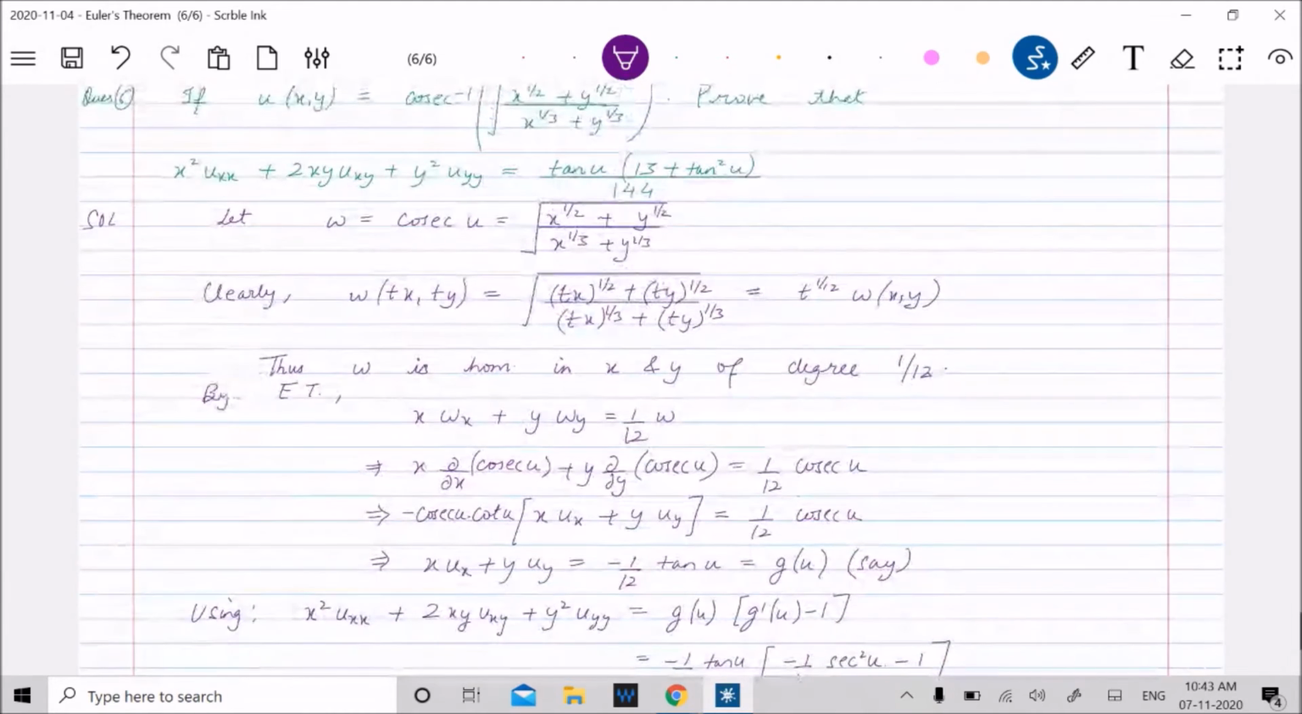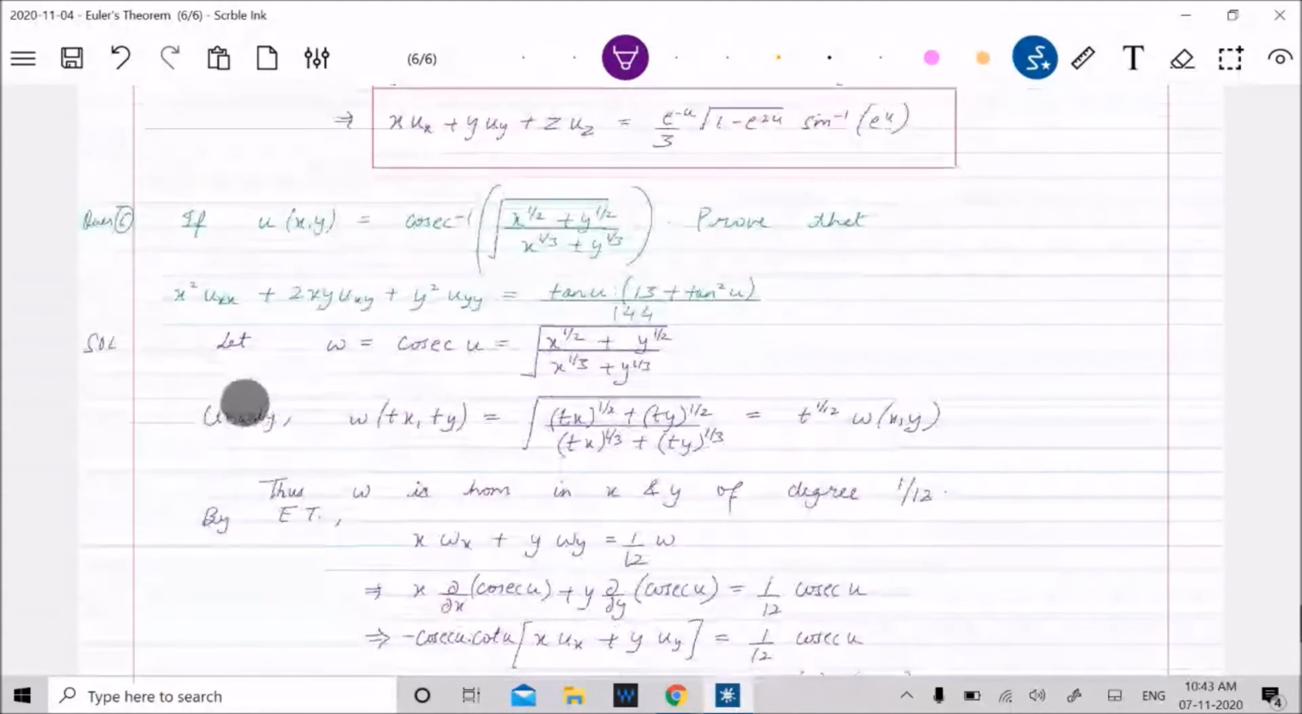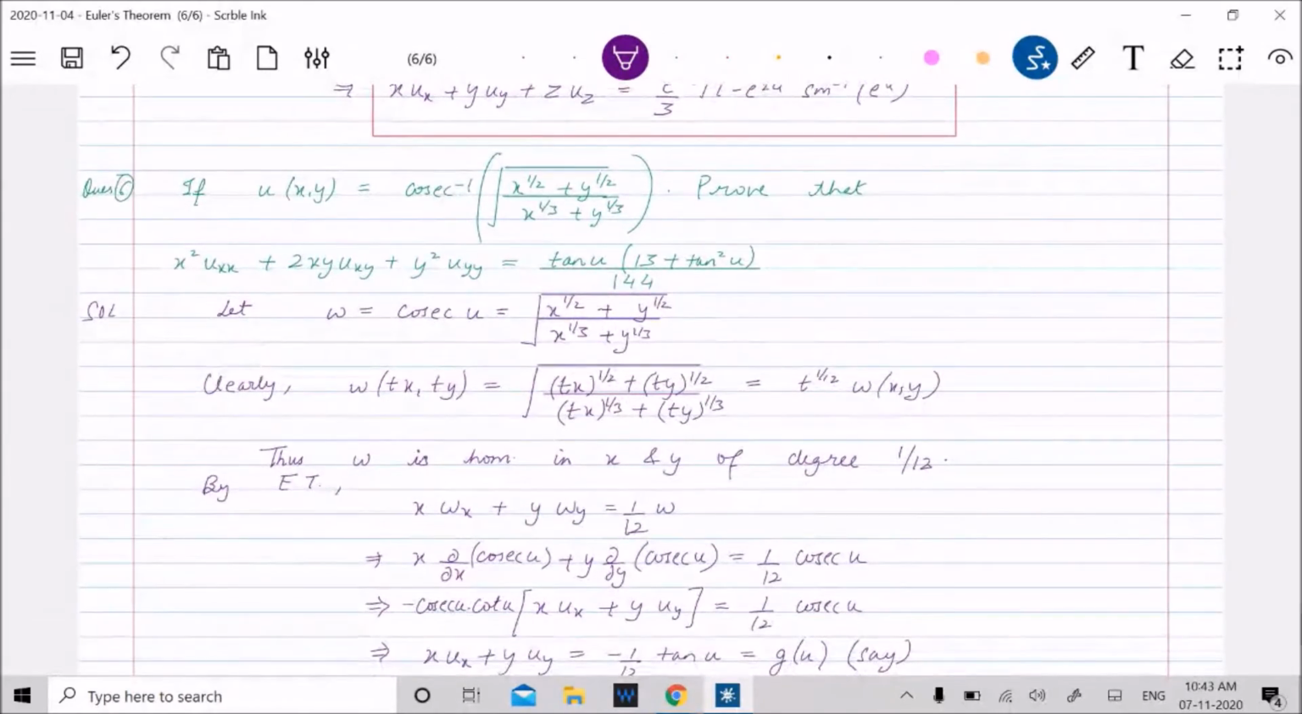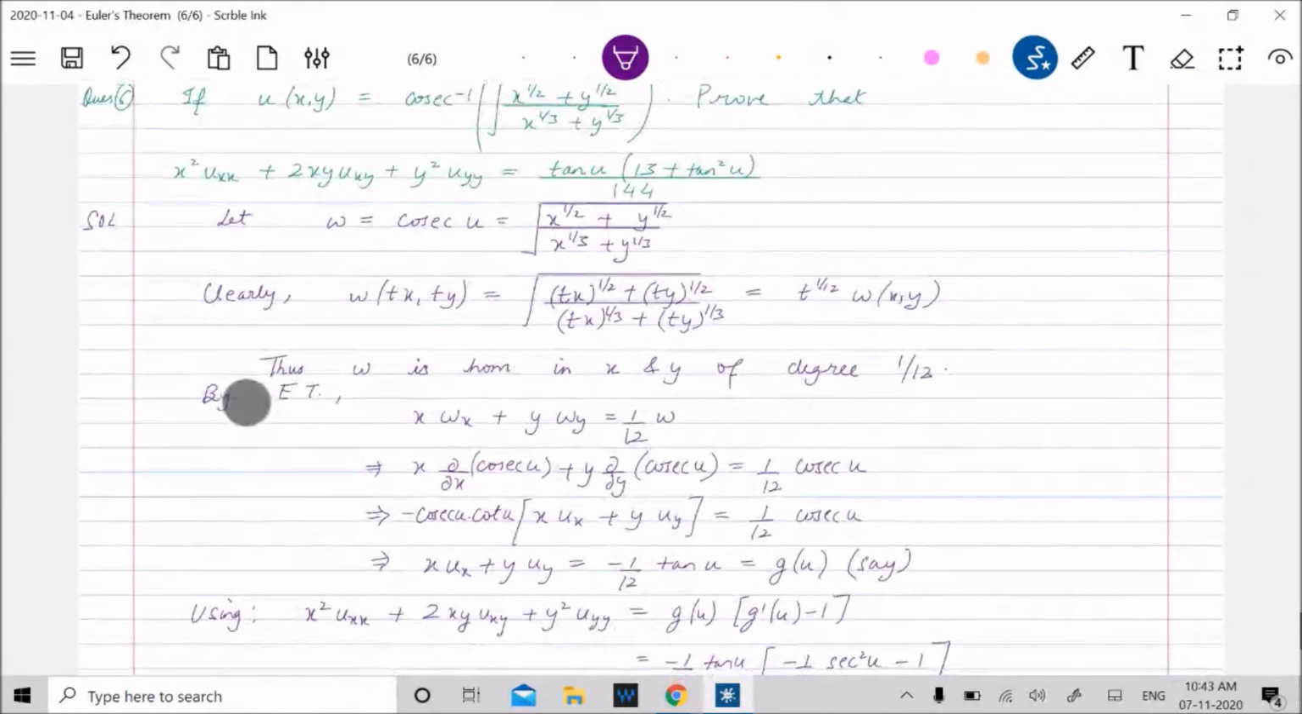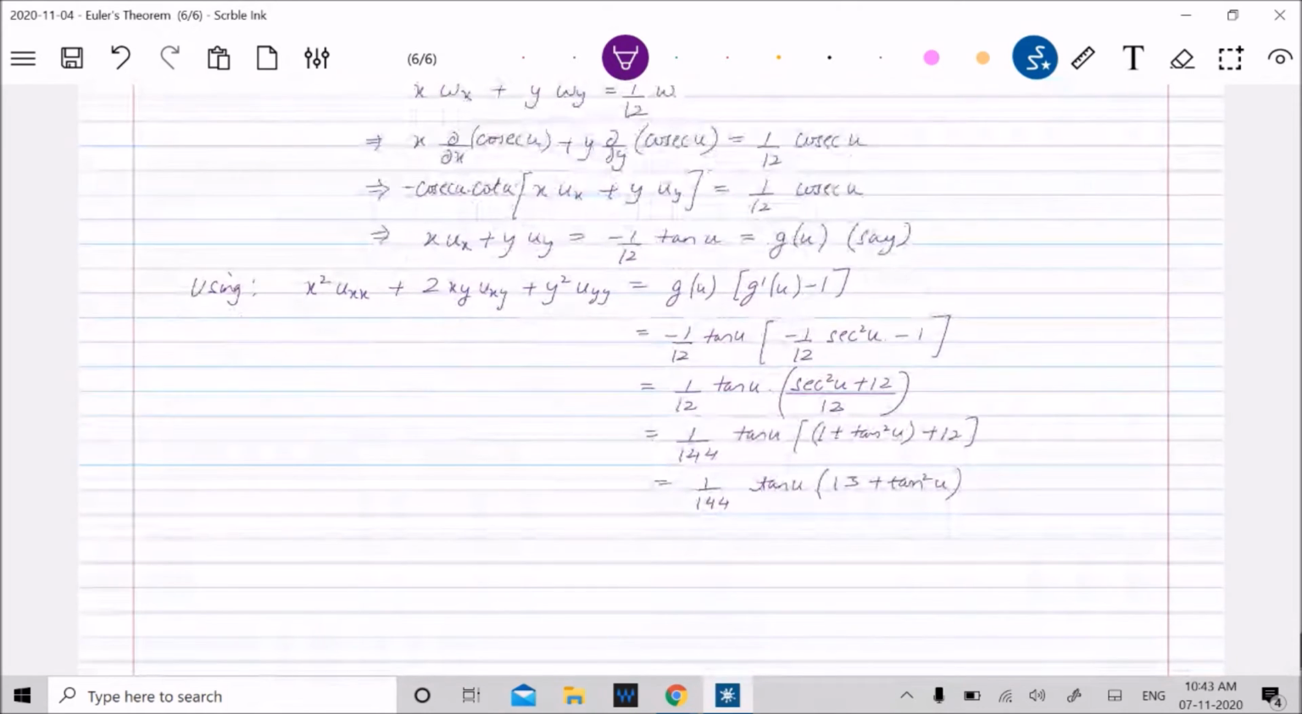Any problem in this question? Please ask if you are facing any problem, please. No sir, no sir. We should move to the last question. This is my last question now, question number 7.